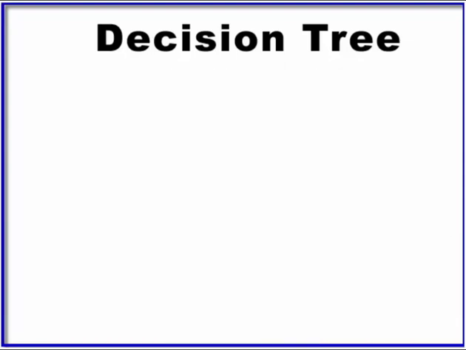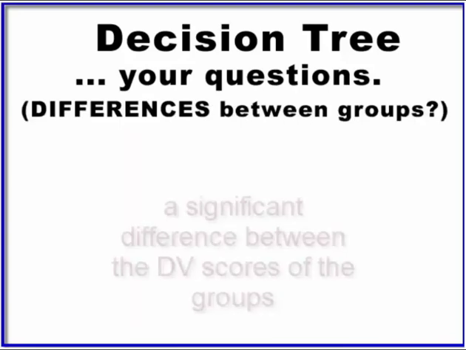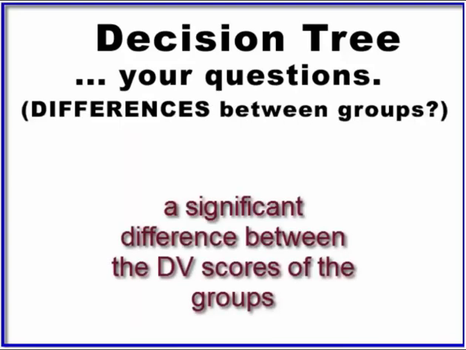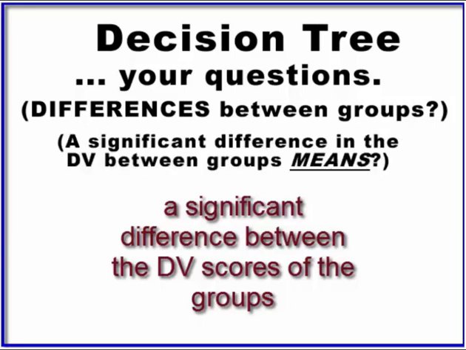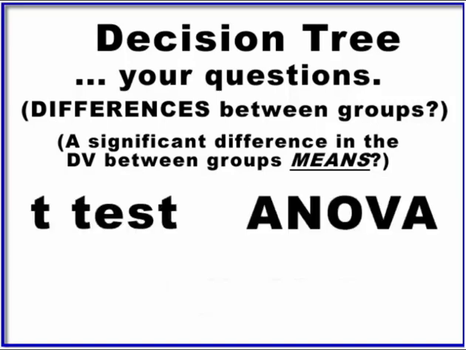So, moving on. All right, back to your questions. If you're looking for a difference between a group, and by difference I mean significant. Significant means that the difference between the two means is large enough to be significant. And remember, it's the difference of the means of some DV, whatever you're measuring. It's either going to be a t-test or an ANOVA.